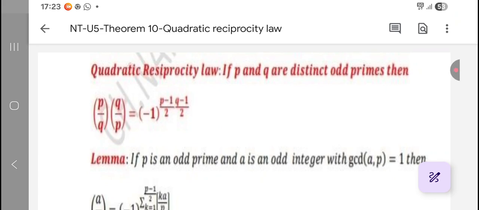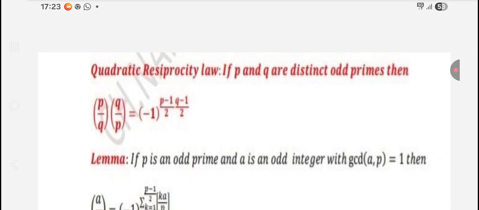Hearty welcome to class number 3, unit number 5. We are going to learn about the quadratic reciprocity law. Reciprocation. What is the reciprocal of 1 by 2? That is 2 by 1. What is the reciprocal of p by q? Q by p. So similarly here we are going to show that the Legendre symbol p by q into Legendre symbol q by p becomes equal to minus 1 whole to the power of p minus 1 by 2 into q minus 1 by 2.